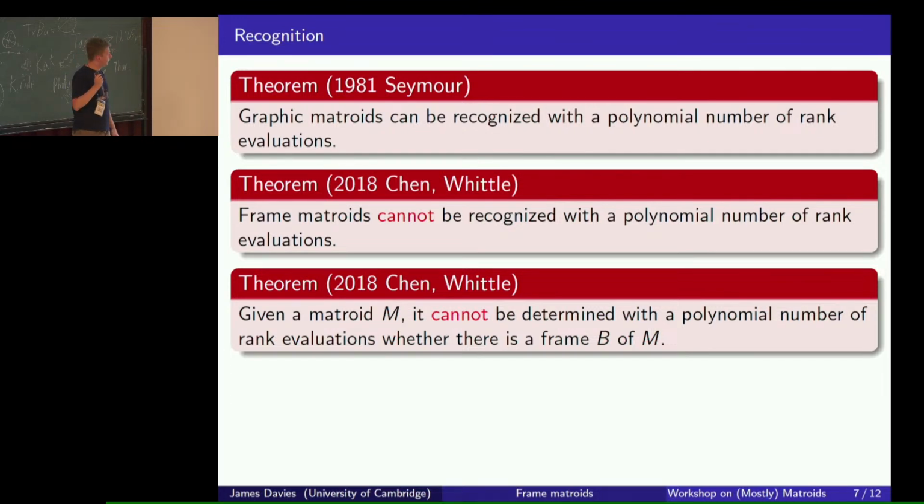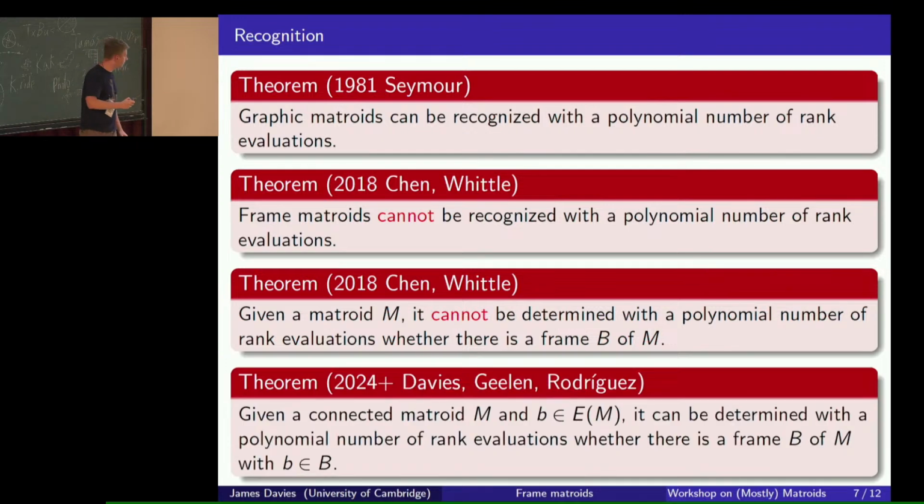Now, the problem we looked at is, what if we're not looking for some arbitrary frame? What if there's some element that we know we want to be in our frame, and we just want to test if it belongs to some frame? Then we can do this. Given a connected matroid and some special element of the matroid, we can test in polynomial time whether this matroid has a frame, which would make it a frame matroid, but with the additional property that the special element is within our frame. So this we can do and recognize.